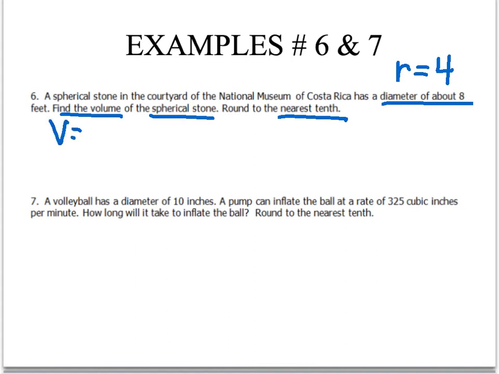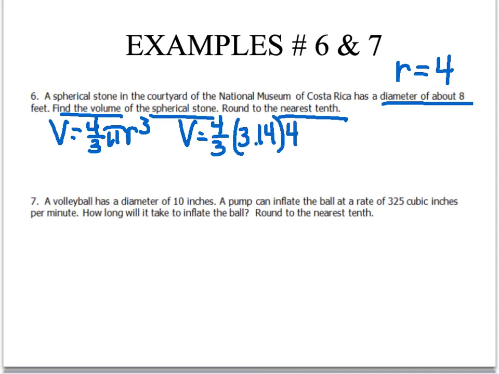So volume equals 4/3 pi r cubed. So volume equals 4/3, 3.14, and 4 to the third power. And 4 to the third power is 64. And so when I multiply all of that together, I get 267.9 feet cubed.